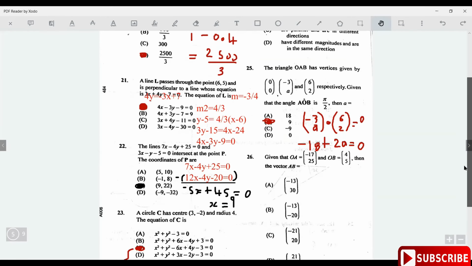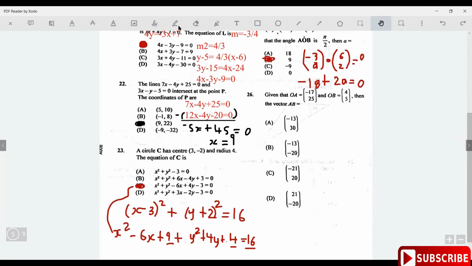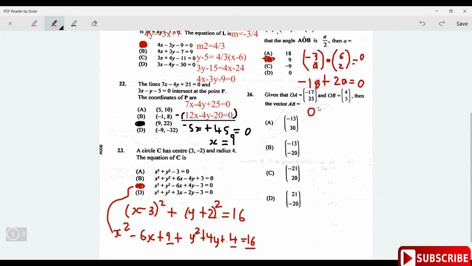Question 26. Question 26 says, find the vector AB. To find the vector AB, vector AB is equal to OB minus OA. Vector AB is OB minus OA. And OB is (4, 5). That is (4, 5) minus vector OA. And vector OA is (-17, 25). Easy question.